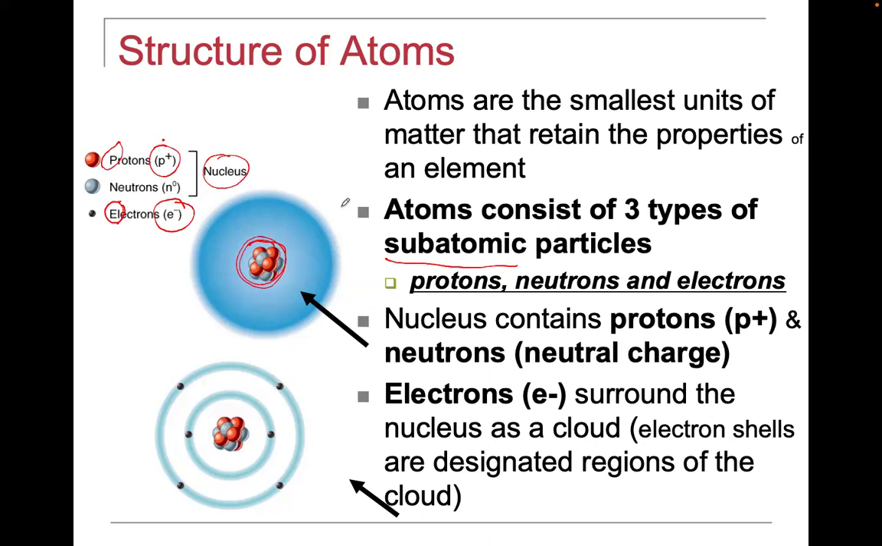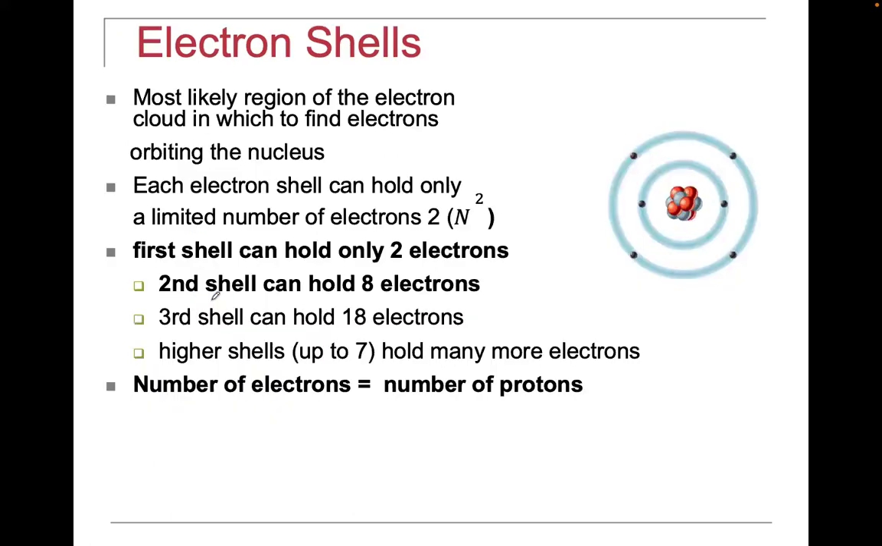Okay. We know that electrons are going to hang out over here on the outside in what we call electron shells. This is the first electron shell. This is the second electron shell. And usually the outermost shell, they call the valence shell. The electron shell is the most likely region of the electron cloud in which to find electrons orbiting the nucleus, and it can hold only a limited number of electrons.